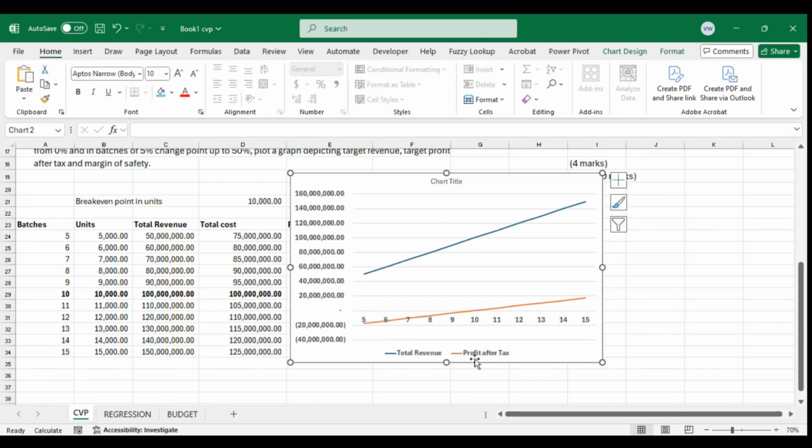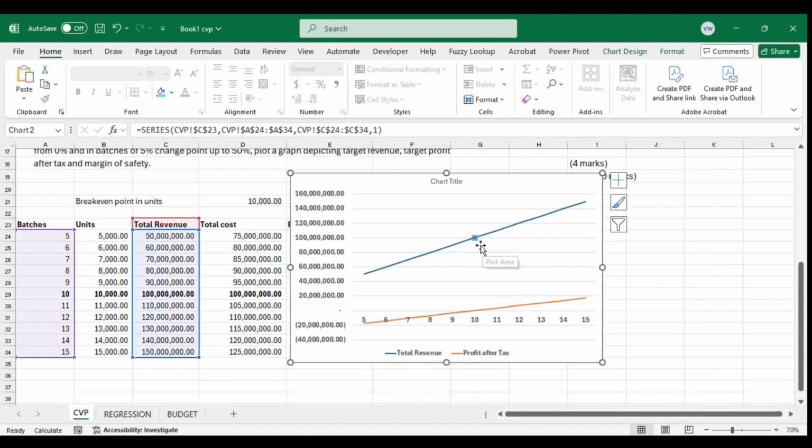So now that we have our graph for total revenue and the profit after tax, you can see the one in blue is the revenue, the one in red is the profit after tax. And you can actually see that where we have a revenue of 100 million, that is where our profit after tax is actually 0. And that is the break-even point. So from this point, this is where the company starts being profitable. The same case applies to revenue.